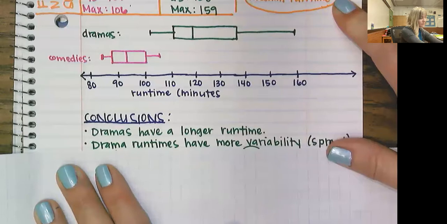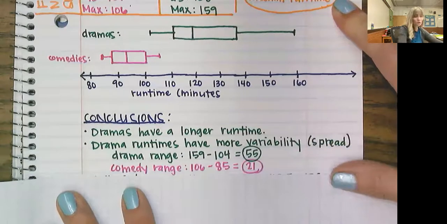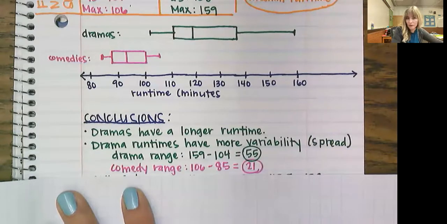And to verify with numbers, I found the drama range and the comedy range. That's the entire box plot. Remember, that's when you do maximum minus the minimum. So the drama has a range of 55 minutes. That means a drama could be 100 minutes long, or it could be 155 minutes long. There's a big range of time there. The comedy range was a little smaller. They were all within 21 minutes of each other's times.